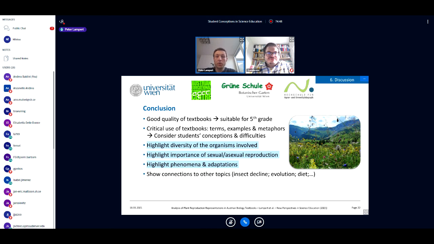And a final conclusion: the quality of the textbooks was very good and was suitable for this grade. However, some terms need to be discussed critically. For instance, these transport metaphors I mentioned before, and we have to relate it to students' conceptions we know from literature, and we have to highlight the diversity of organisms involved.